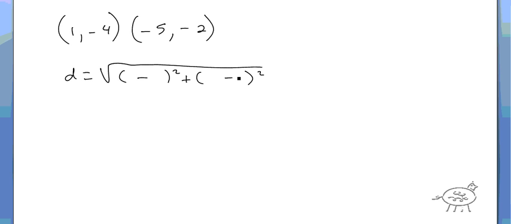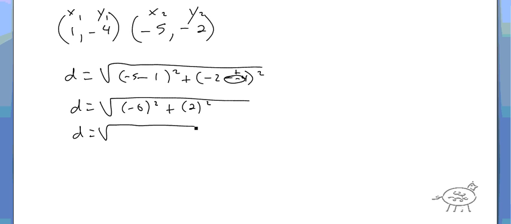Okay, so let's just, and again, if you want to label this, x1, y1, x2, y2. So x2, negative 5, and 1, and negative 2, and negative 4. Okay, just kind of directly plug it in.